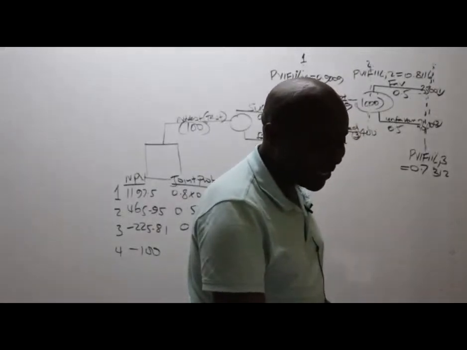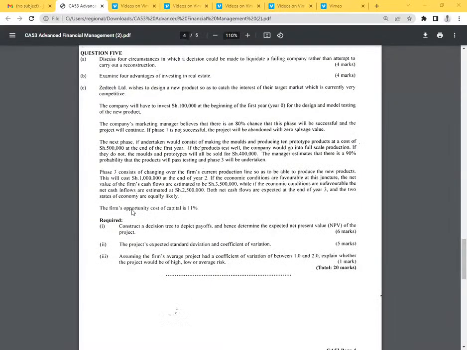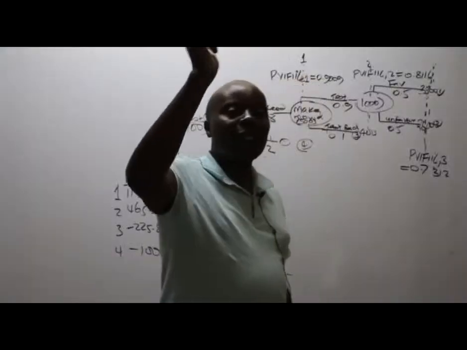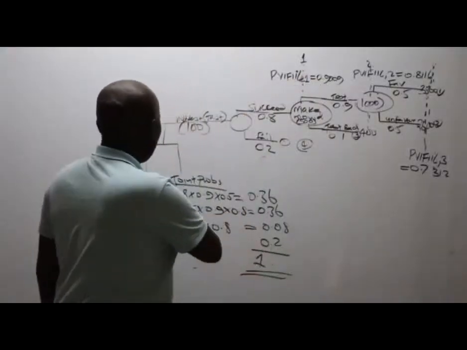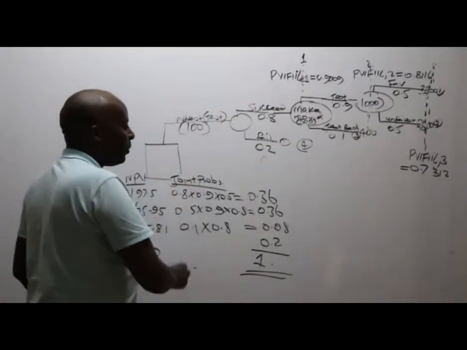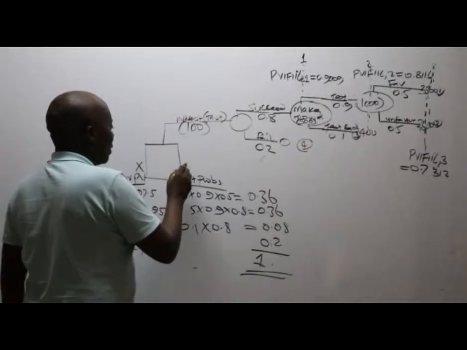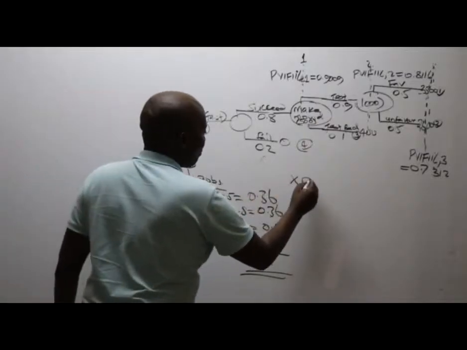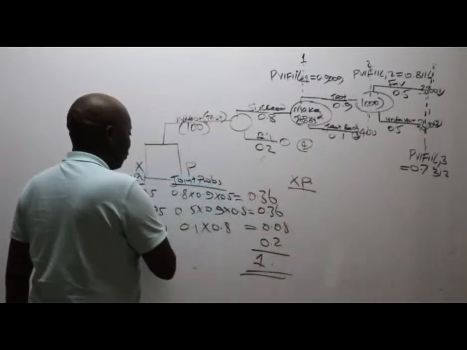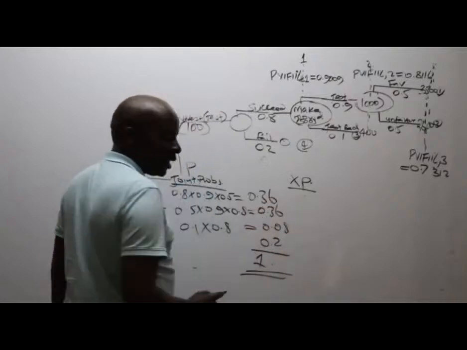or a shark attack. Ladies and gentlemen, they wanted us to construct a decision tree to depict payoffs that we have done and hence determine the expected net present value of the project. So expected net present value of the project is what that good lady started by telling us up there. So now you have the NPVs and you have the joint probabilities. So this is your X and this is your probability. Give me XP, multiply the two. So you take this figure times this figure and give me a figure to write there very fast.